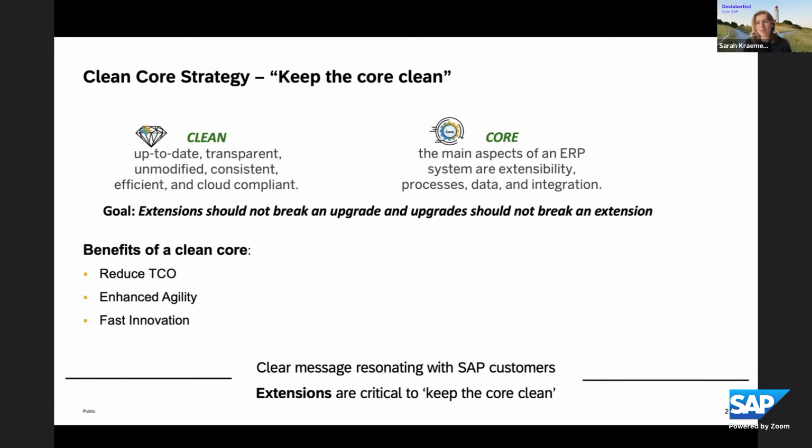If we keep the core clean, we have a few benefits. For example, we have a reduced TCO by reducing the need for testing and adoption. We have enhanced agility because we have minimized our modifications to the system, so we can easily upgrade it, and we have fast innovation by using predefined services from BTP, for example. So this is why we should keep the core clean. But the next question is, how should we do that?